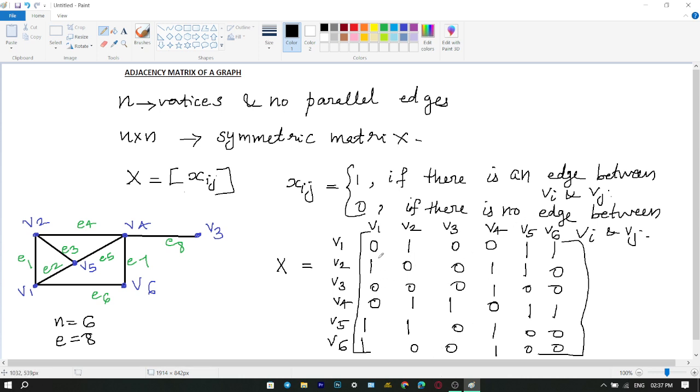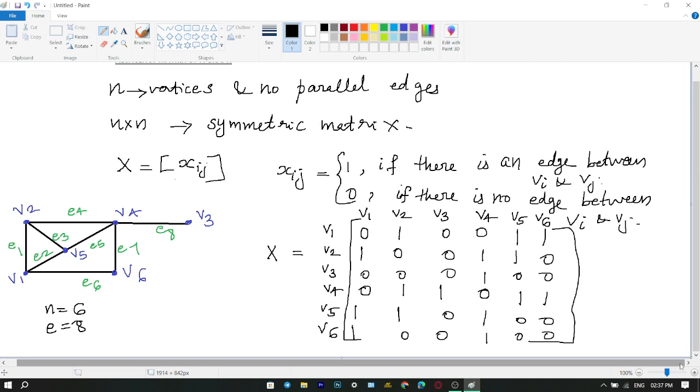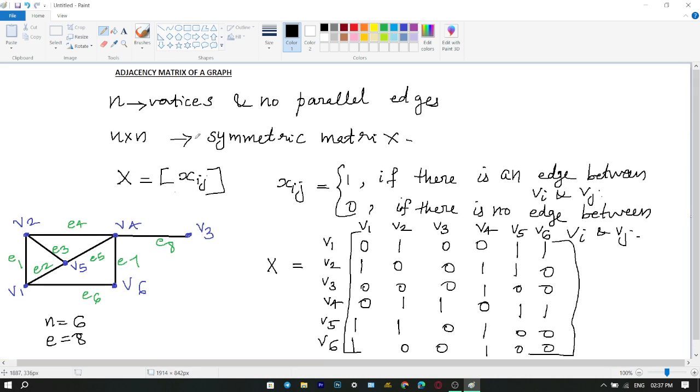So here the entry Xij takes the value 1 if there is an edge between Vi and Vj. If there is no edge between any two vertices, the entry is 0. So that is the method of finding the adjacency matrix. Now we can move to the observations from this adjacency matrix. Okay. So what are the observations here? So we can consider the observations.